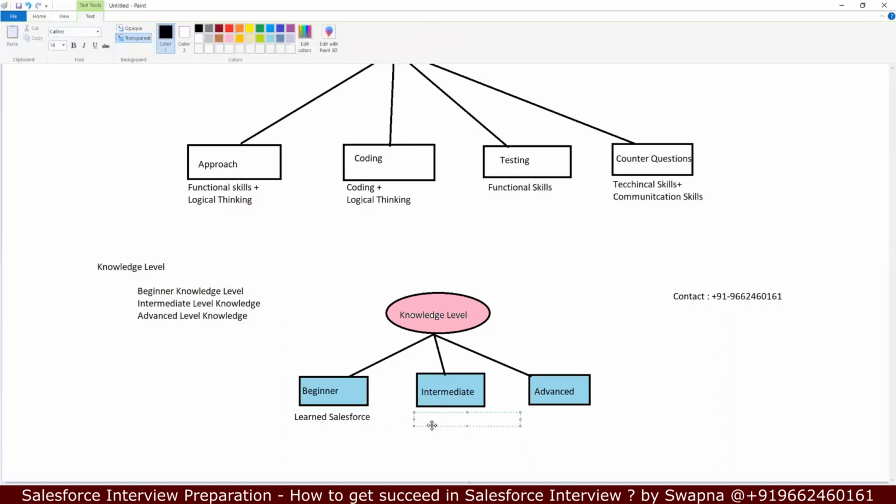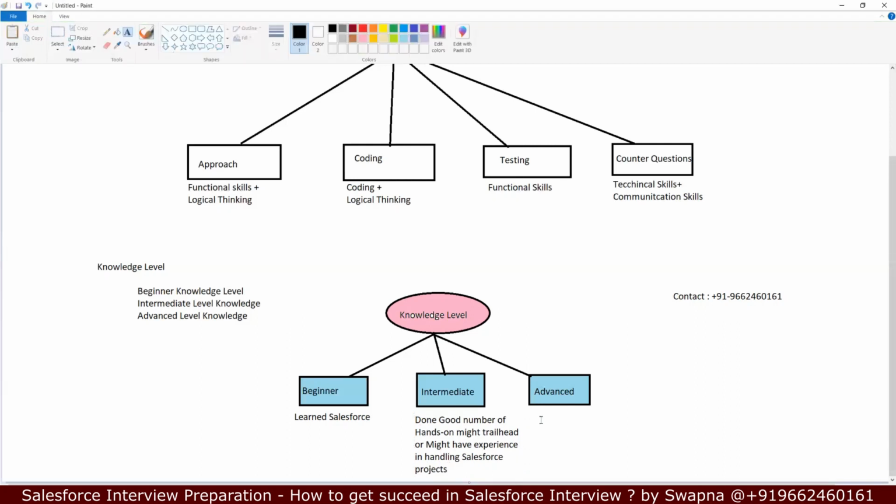What about the intermediate level person's thought process? Intermediate is: they learned Salesforce and have done a good number of hands-on, might be in Trailhead or might be in a Salesforce project, or might have experience in handling Salesforce projects, right? They are the intermediate.